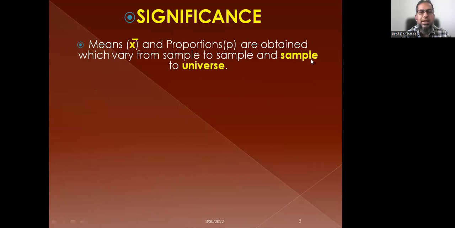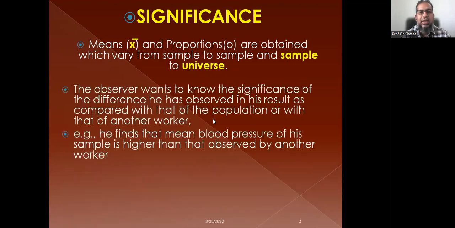So what do we mean by sample to sample? It means you draw many samples and record the blood pressure. You will get different mean values for blood pressure. And sample to universe: you have drawn one sample and you compare it with the mean of the whole population or universe. So when we get these means and proportions, we find that each mean or proportion is different from one sample to another sample, and also from the universe.